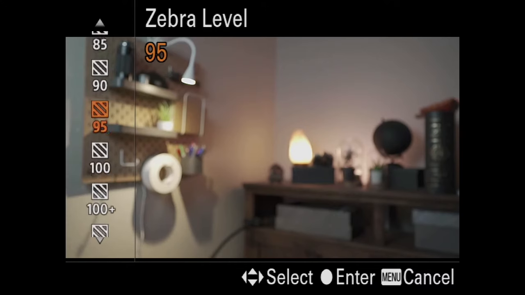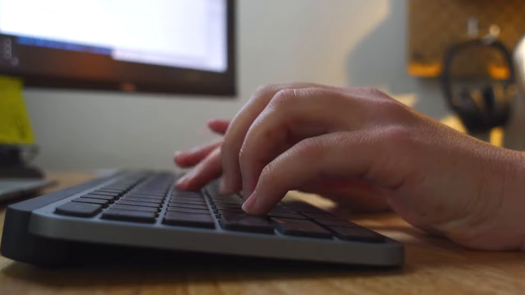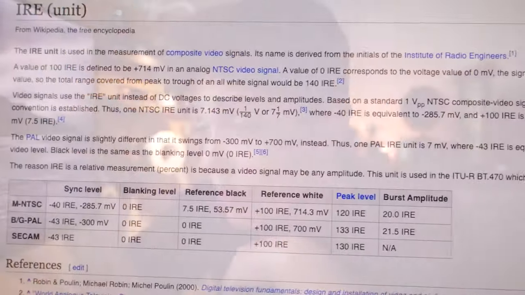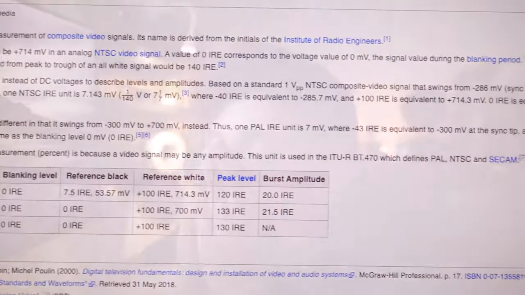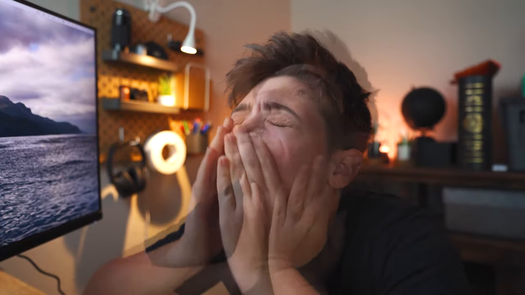Before I just jump right into the settings though, you need to kind of understand what some of these numbers mean. Now what I know is the numbers listed correspond with IRE. But I don't know how to explain that to you, so let me see if I can look something up that can. Here's what I found. The IRE is a unit used in measurement of composite video signals. Its name is derived from the initials of the Institute of Radio Engineers. A value of 100 IRE. So in a nutshell, IRE is a unit for measuring light in video, I think.